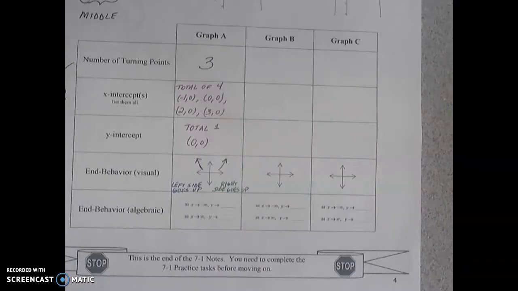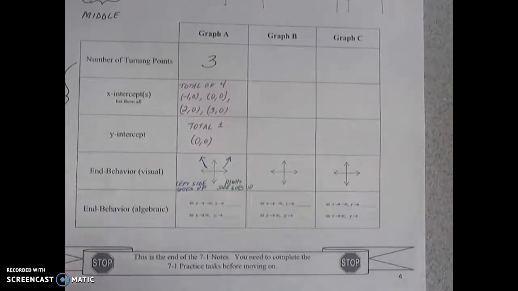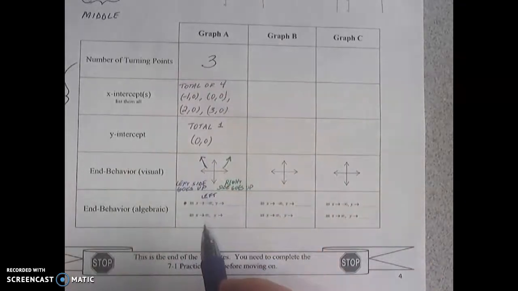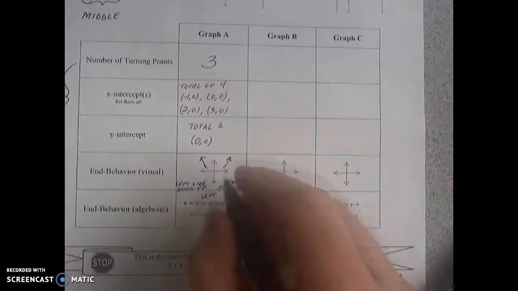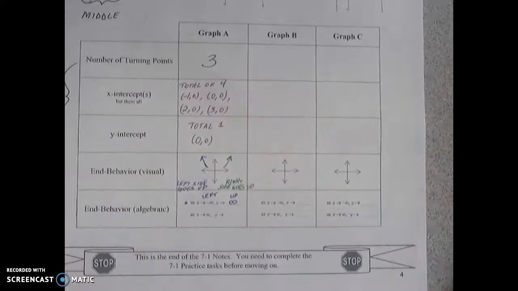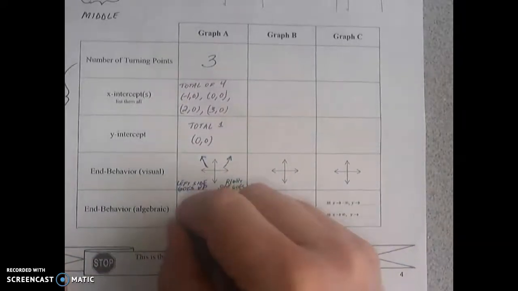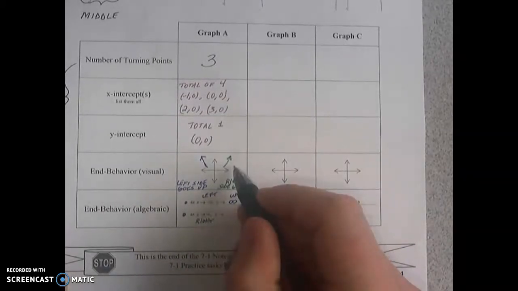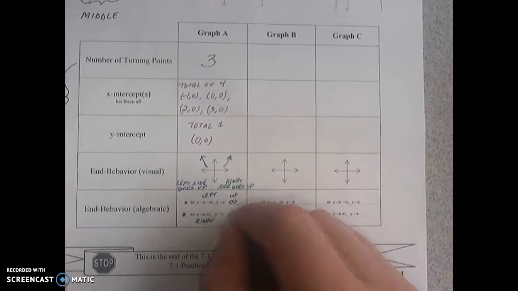For the end behavior, same thing here. Okay, as x is going to negative infinity, that means as x is going to the left, and this is the blue portion of our graph here, y is going to be going to positive infinity, because positive infinity means it's going up. As x is going to infinity, that would mean x is going to the right. Well, the right side of our graph is going up, as you can see here, which means y is going to infinity, also up.